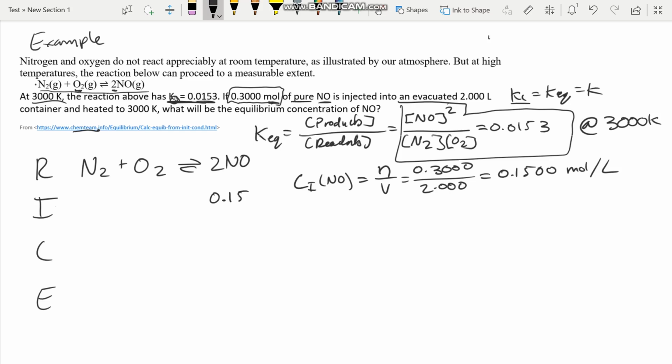Because it said pure, that's a clue that these are both 0. Pure means it's just this, which means these are both 0.